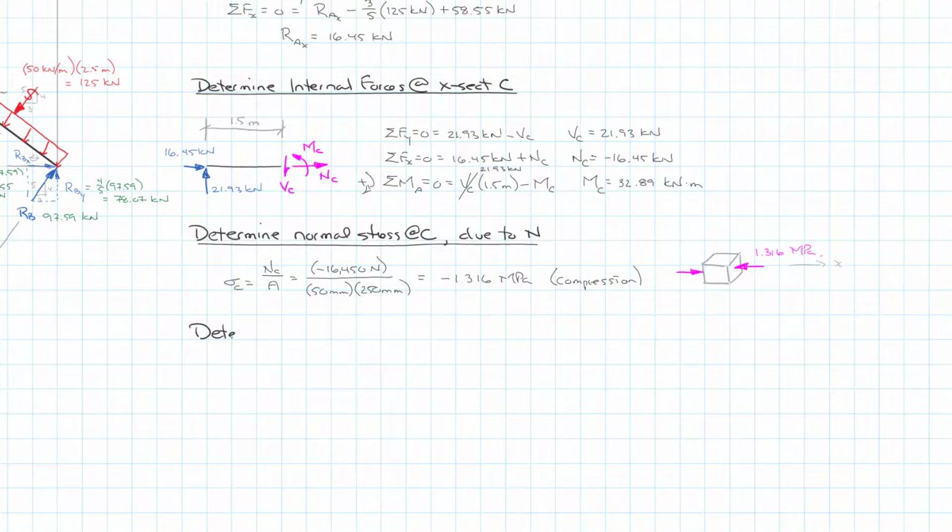We just carry on. We say, okay, determine. We have one more force causing a normal stress. So we'll say normal stress at C due to our moment.